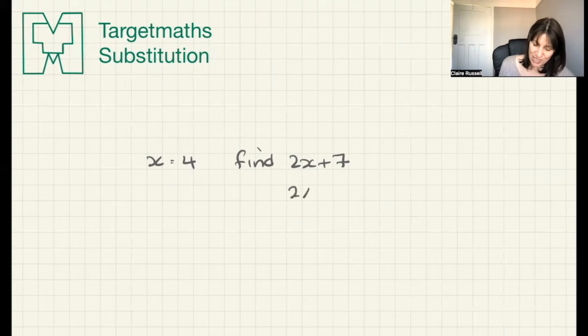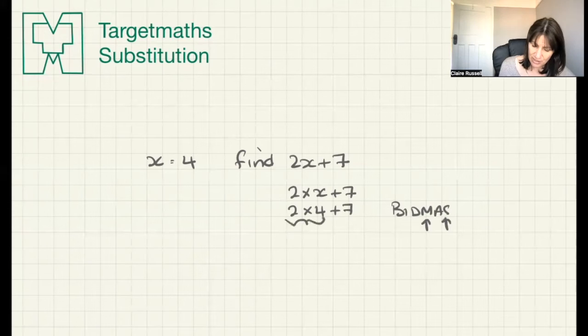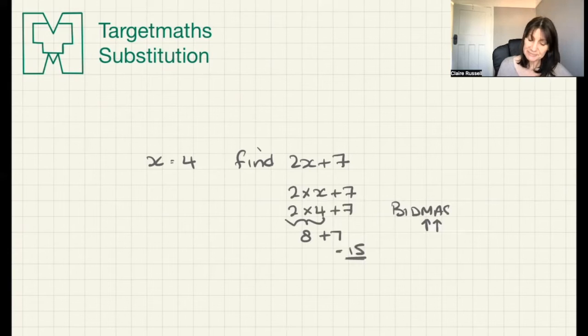Okay, so I've got 2 times x plus 7. My x is 4, so I've got 2 times 4 plus 7. BIDMAS is going to tell me to multiply first and then subtract. So we've got 2 times 4 is 8 plus 7. Sorry, subtract. I mean add, don't I? Because that's what we're doing. I'm going to correct that so that it doesn't stay on the screen. Okay, so it's multiply and then add. So we've got 8 plus 7, and 8 plus 7 is 15. So 15 is our answer there.